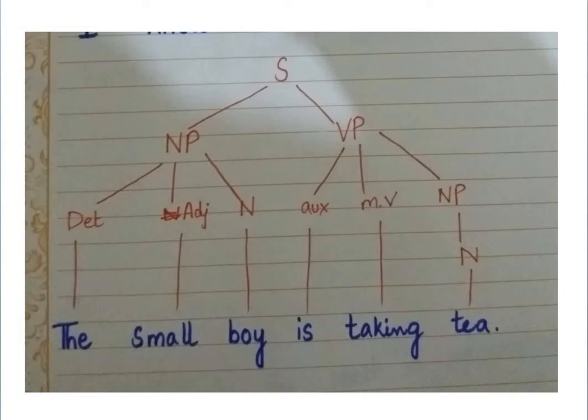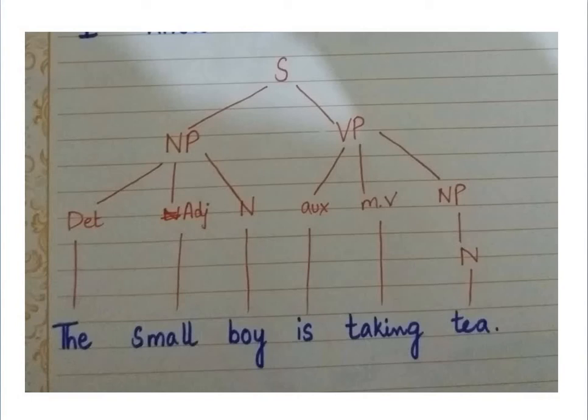Here you have to find the verb. You may get confused that there are two verbs in the sentence, "is" and "taking". "Is" is working as an auxiliary and "taking" is working as a main verb. From where the first verb starts, you have to take the whole words as a verb phrase. So "is taking tea" is a verb phrase.